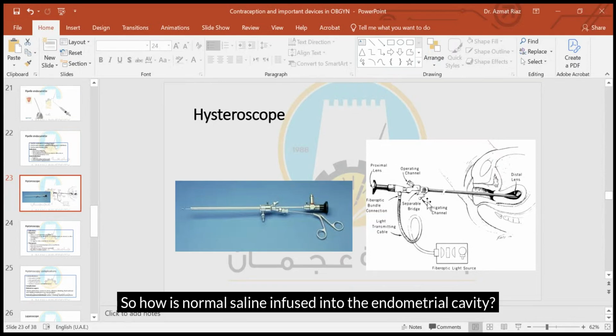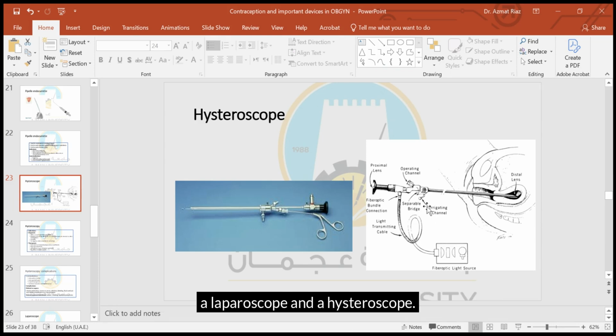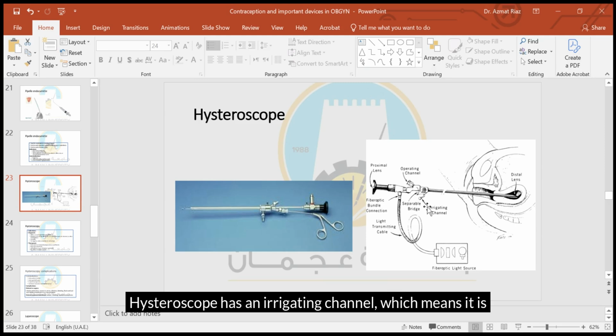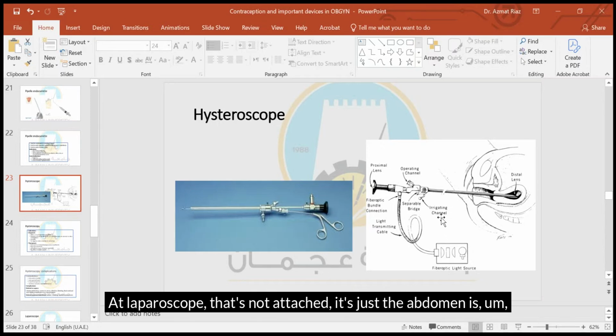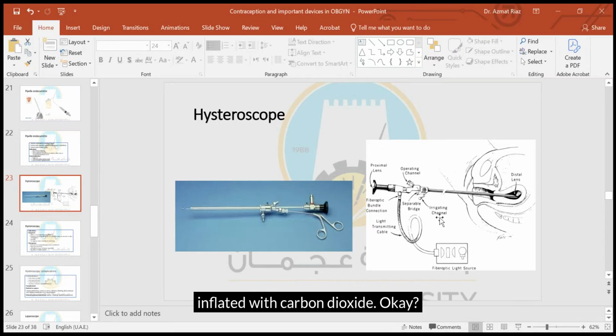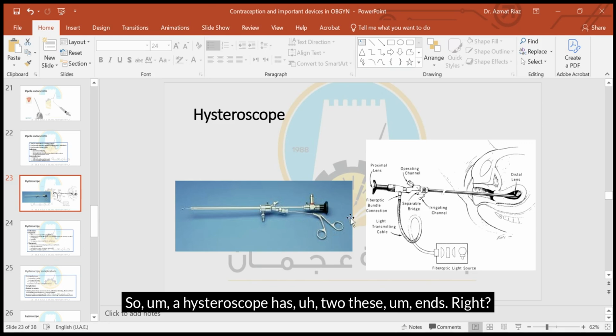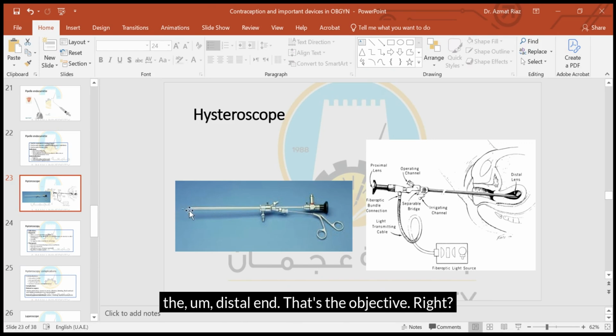How is normal saline infused into the endometrial cavity? It is attached through a drip of normal saline, and the tubing is attached to this irrigating channel. So that's the difference between a laparoscope and a hysteroscope. The hysteroscope has an irrigating channel, which means it is connected to a bag of normal saline. At laparoscopy, that's not attached; the abdomen is just inflated with carbon dioxide. A hysteroscope has two ends: this is the eyepiece, and that's the distal end.